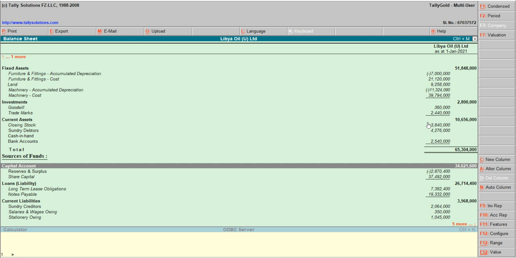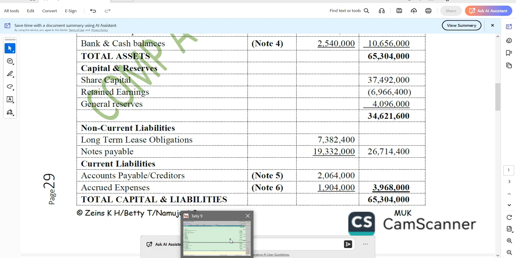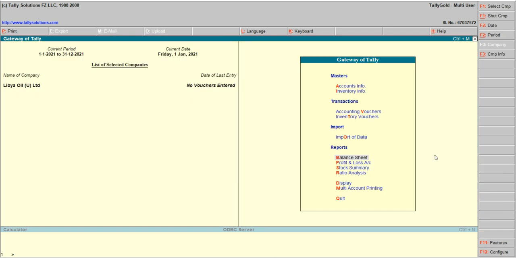Furniture and fittings, everything is here. In fact, you can look at the total assets. You'll see that your total assets and total equity and liabilities is 65,304,000, which are the same values which we have here. So that's our balance sheet.